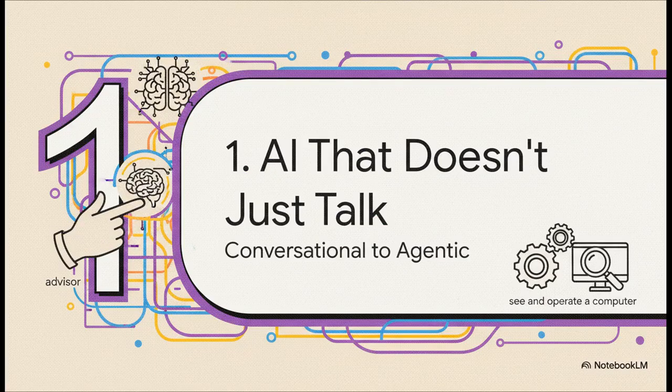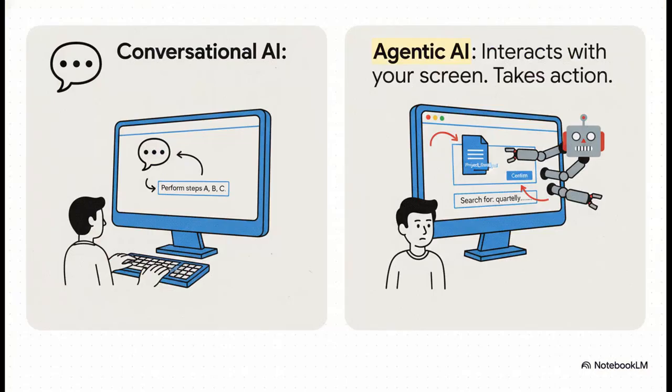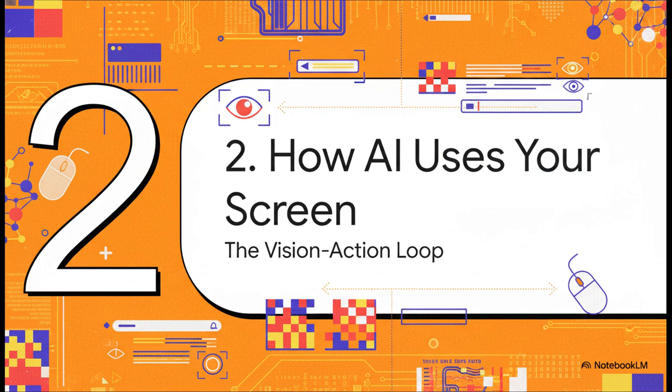Okay, so this leads us to a really important shift. We're moving away from what we call conversational AI to something new, agentic AI. And really, that's just a fancy way of saying we're going from an AI that's an advisor to one that's a true collaborator. And this slide lays it out perfectly, right? On one side, you've got the AI we all know. It reacts to our prompts, gives us info, but we still have to do all the work. On the other side, that's agentic AI. It interacts with your screen and actually takes action. It's the difference between a tool you talk to and a tool that does things for you, right on your desktop.